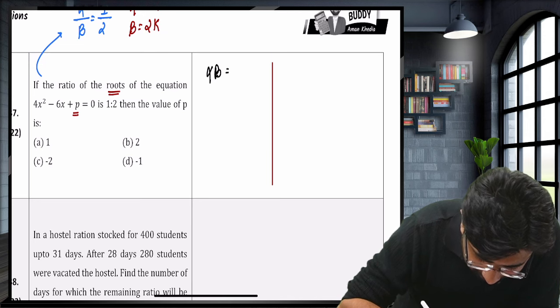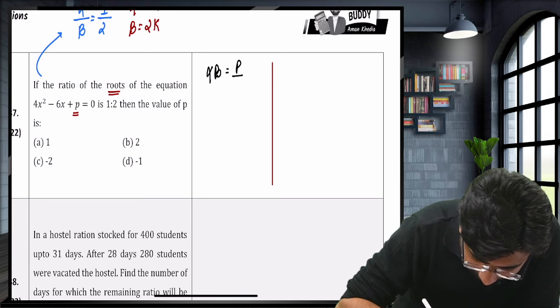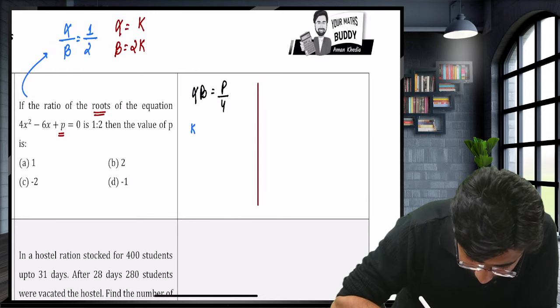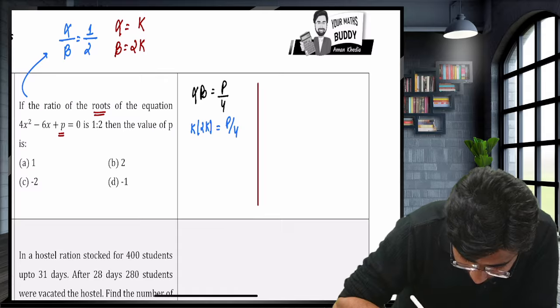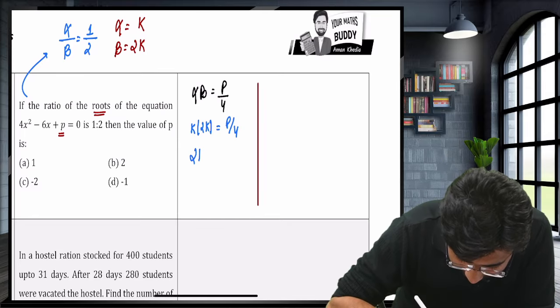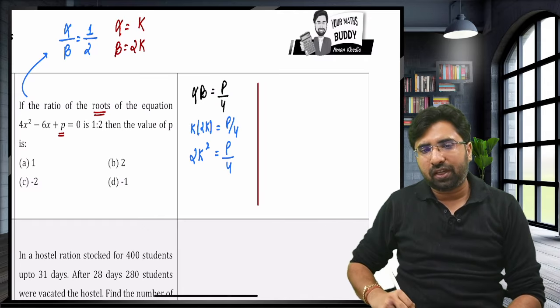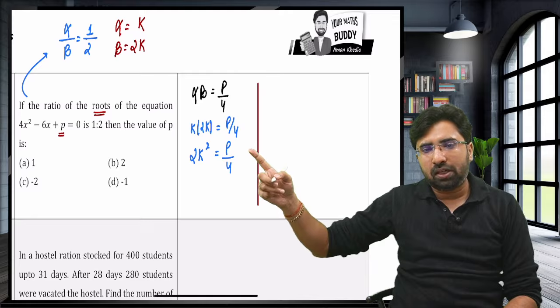Alpha into beta is equal to C by A. What is alpha? Sir, alpha is k, beta is 2k, equal to P by 4. Guys, can I say 2k square is equal to P by 4? Sir, we need the value of k. To get the value of P, you need k.